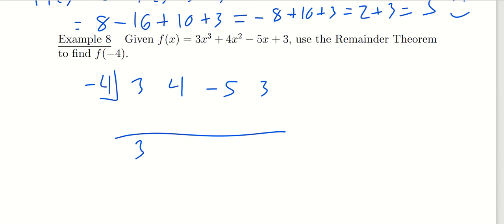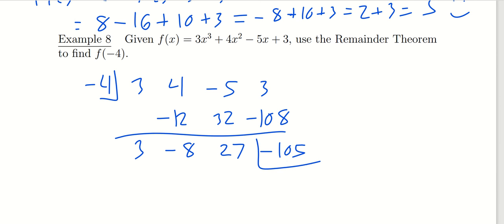The first number comes straight down. Bottom times block, negative 12. Add to go down, negative 8. Bottom times block would be 32. Add to go down, that would be positive 27. Bottom times block, that would give us negative 108. And then add to go down, that would give us negative 105.